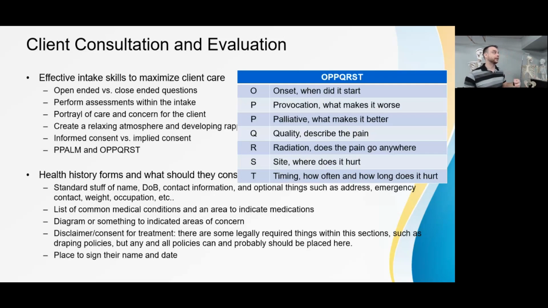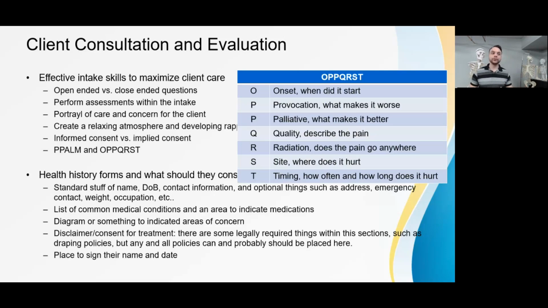So first is the onset. You know, when did all of this start? So if they're having shoulder pain, when did that start? Provocation is what makes this worse. Is there anything that you do, any activities you do or don't do that cause this to flare up, cause this to be more problematic?